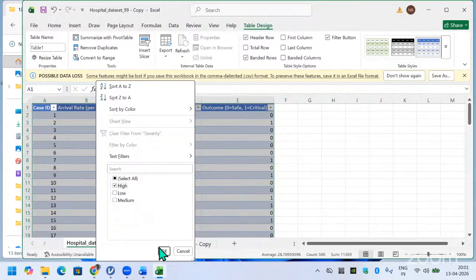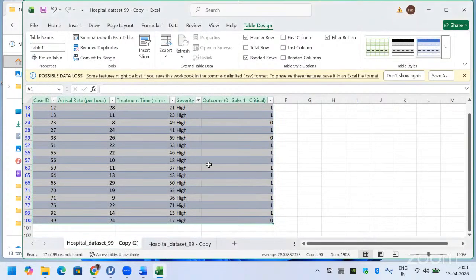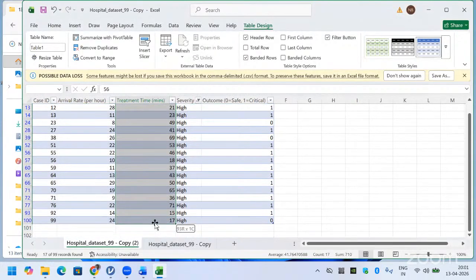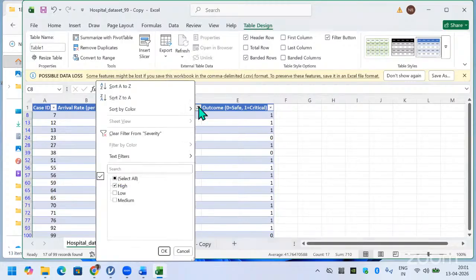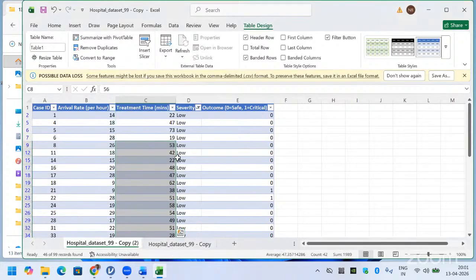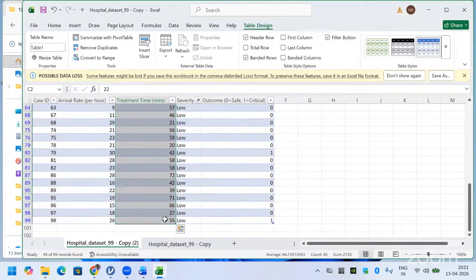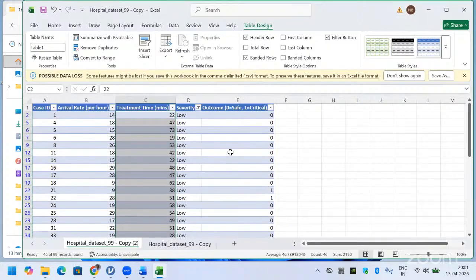If I check only high, there are totally 17 people who have come to our hospital in a severe condition, high severity. If I check low severity, out of 99, some 46 are low severity, and you can see the majority are 0, 0, 0, 0, that means they are safe, because of low severity. So first thing.